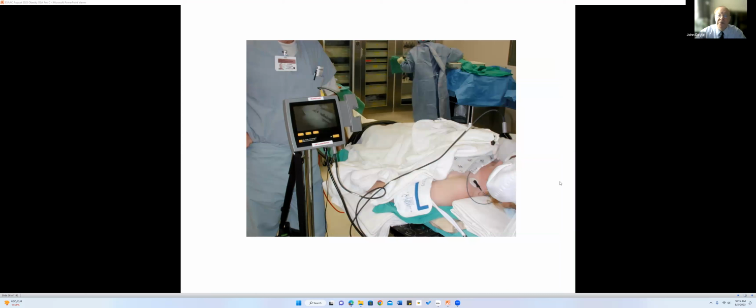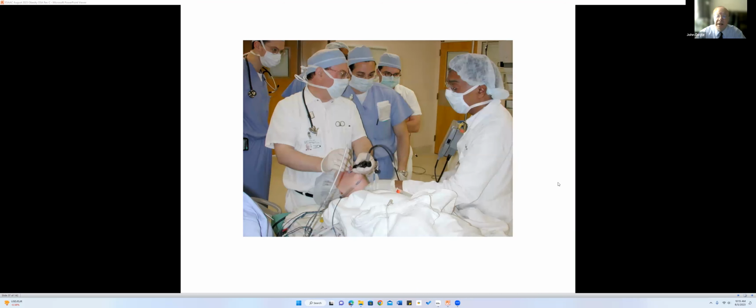Video laryngoscopy using, for example, the GlideScope can be useful. Here is the GlideScope that we used when it was originally introduced at Cleveland Clinic, 20 years ago now, in 2003. Here is a picture of me intubating someone. This was 20 years ago.